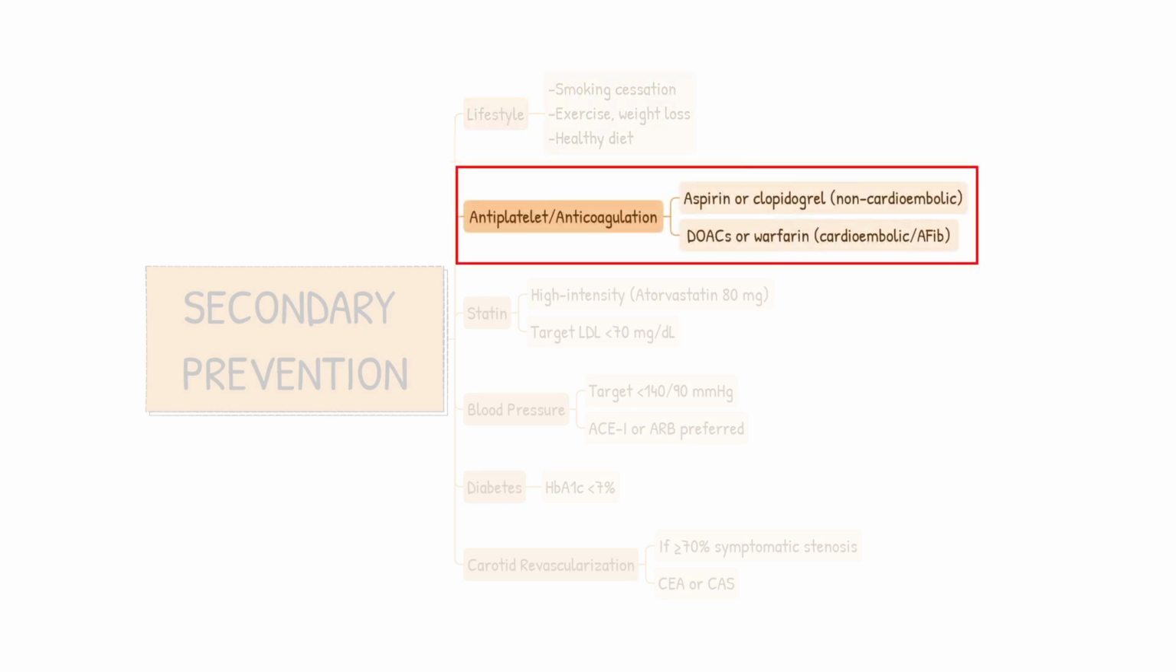For non-cardioembolic strokes, use aspirin or clopidogrel for long-term prevention. For cardioembolic strokes or patients with atrial fibrillation, use anticoagulation with DOACs, such as apixaban, rivaroxaban, or dabigatran, or warfarin with target INR of 2 to 3.